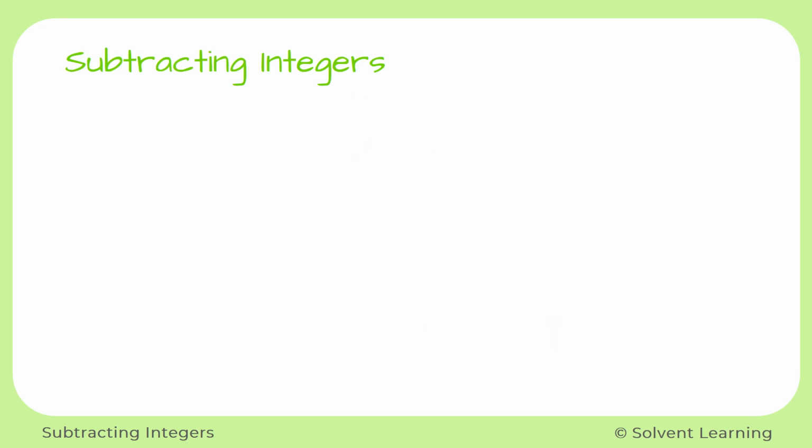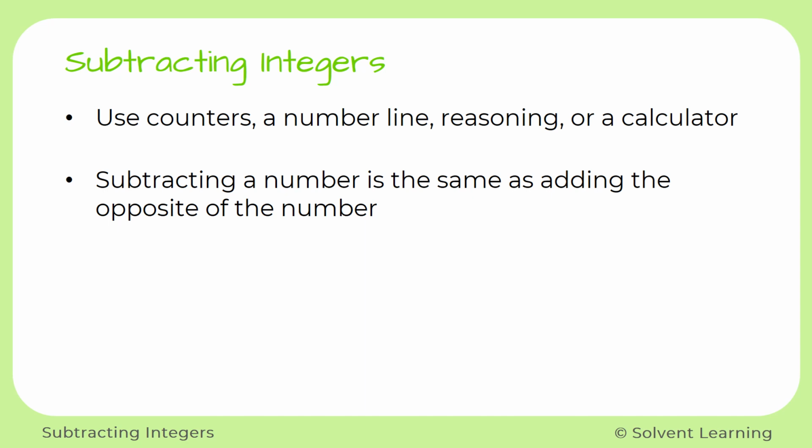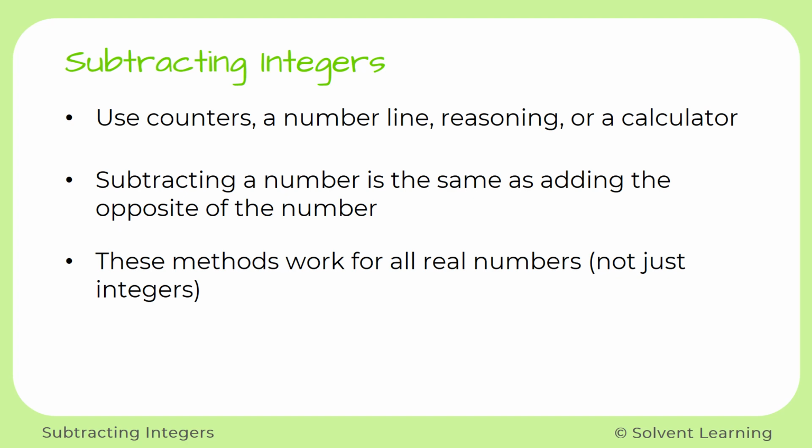So to review, when we're subtracting integers, we can use any of the same strategies as adding integers. Counters, number lines, we can reason our way through it, or even use a calculator. But the big thing to remember with subtraction is that subtracting a number is the same as adding the opposite of that number. And of course, these methods work for all real numbers, not just integers, so they'll still work for fractions and decimals and any type of real number. Now you know all the different strategies for subtracting integers.